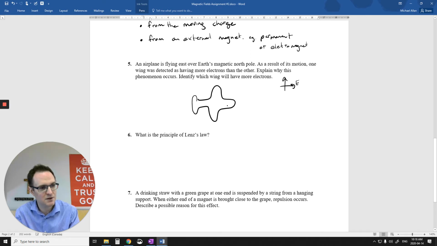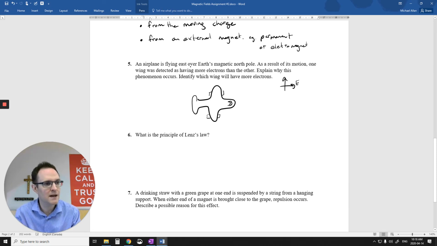Okay, so there's a top-down picture of an airplane. There's this window, we got some jets in here too. Now, this top-down picture of an airplane is moving east. You can see in this picture here. As a result of its motion, one of the wings is detected to have more electrons than the other.